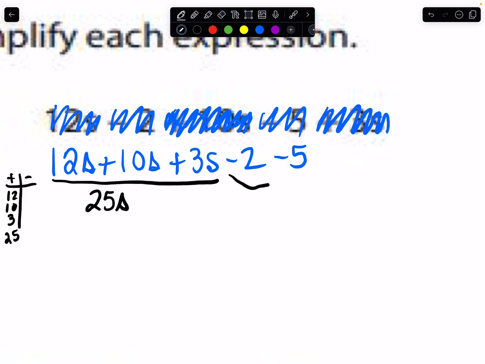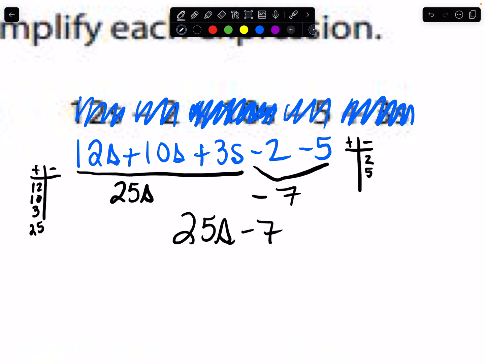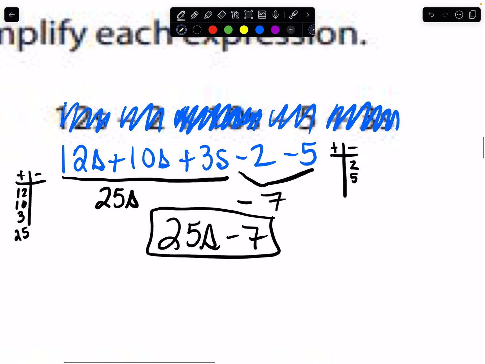25S. Now over here, I have a situation where I have a positive team and a negative team. The positive team scored nothing, so I'm not putting anything down, but the negative team scored a 2 and a 5. So this side, I have a winner of negative team, and 7. So our final answer is the whole thing, 25S minus 7. You need to make sure that you are including the S with the terms that have the variable. So that should be something that we feel confident with.